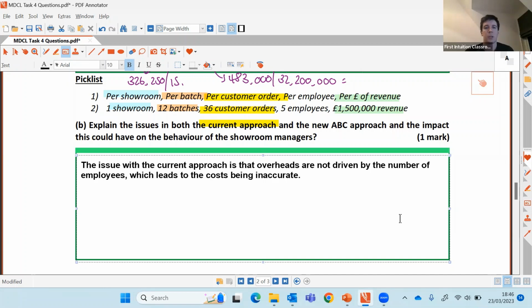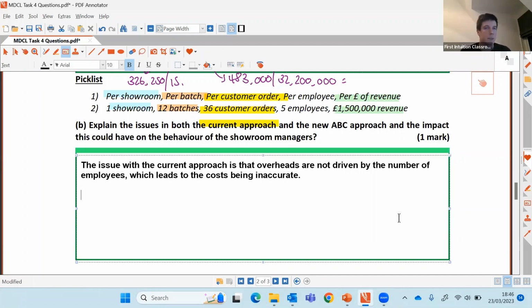As I've said there, the issue with the current approach is that overheads are not driven by the number of employees, which leads to the cost being inaccurate. In essence, you could have one showroom with 10 people and another showroom with 1 person, and the showroom with 10 people would get 10 times the overheads, which isn't the right way to go about it, because, as I've mentioned already, it's not the number of staff that push up some of these costs. So that's my issue with the current approach.